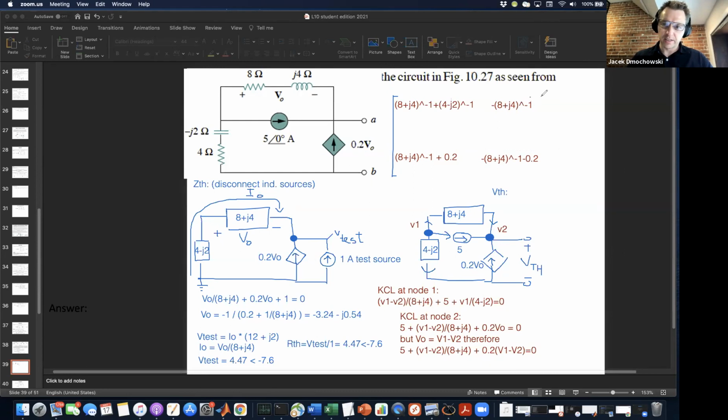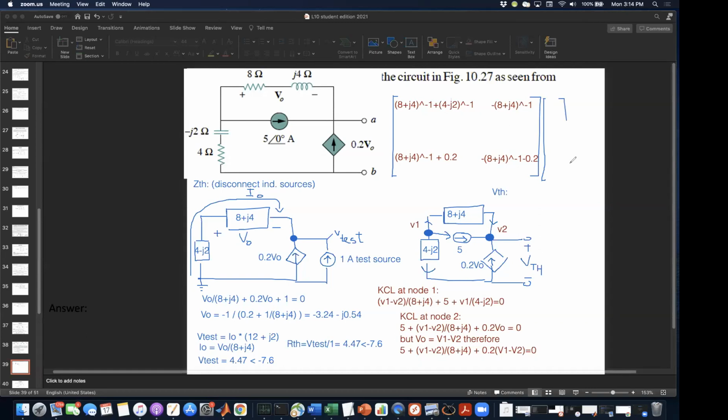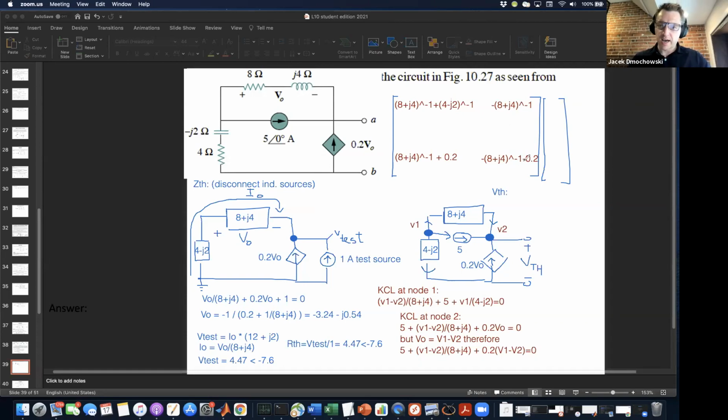That's our linear system. Oh, that minus 0.2, that's not in the exponent, right? No, it's not. I'm sorry. You'll have it again in the notes. This is just minus (8 plus j4) to the power of negative 1, and then a separate term minus 0.2.